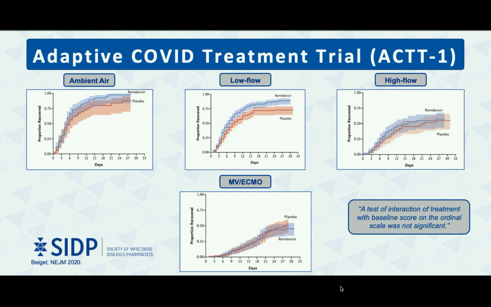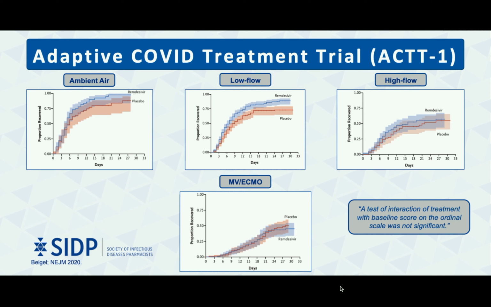Here we have recovery Kaplan-Meier curves broken down by baseline clinical category. Looking at these figures, we can see the most apparent separation between arms was observed in the patients who required low-flow oxygen supplementation at baseline. A few quick points to highlight here. First, we can see the confidence intervals are much wider in the other groups because these other groups were smaller than the low-flow group, as I mentioned in the baseline characteristics slide.